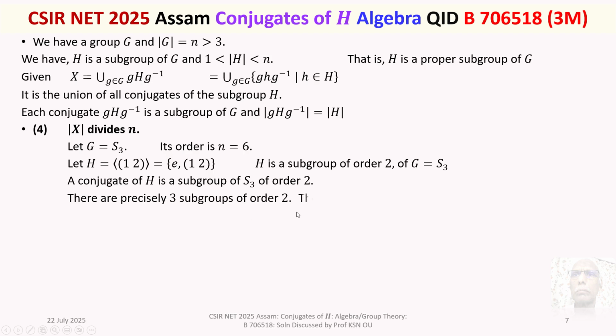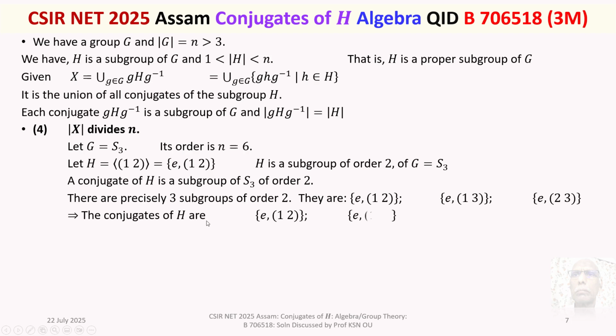What are they? The set consisting of e, comma, (1 2). The other one is the set consisting of e, comma, (1 3), that is transposition (1 3). The third one is the set consisting of e, comma, the transposition (2 3). These are the only 3. And any conjugate of H is a subgroup of S3 of order 2, and there are precisely only these 3. Therefore, the conjugates of H are these only.